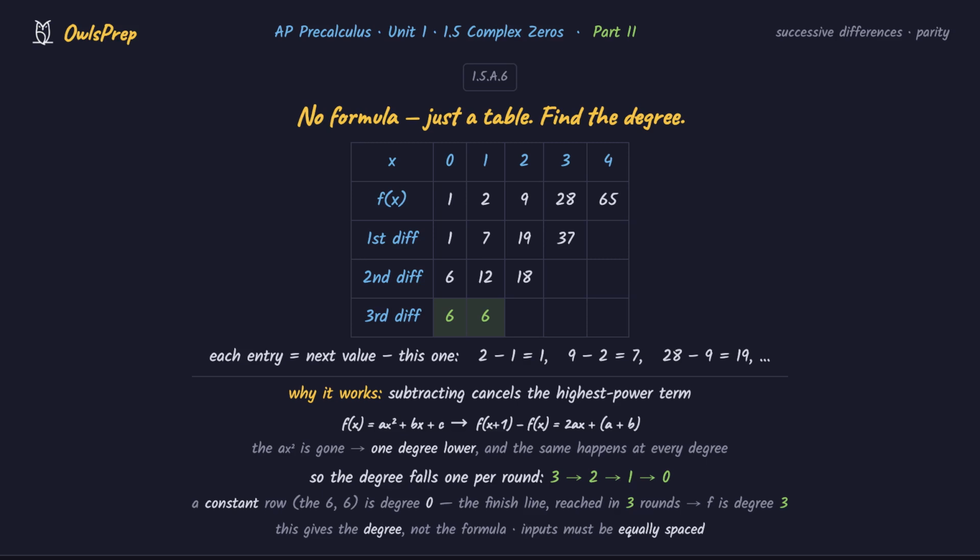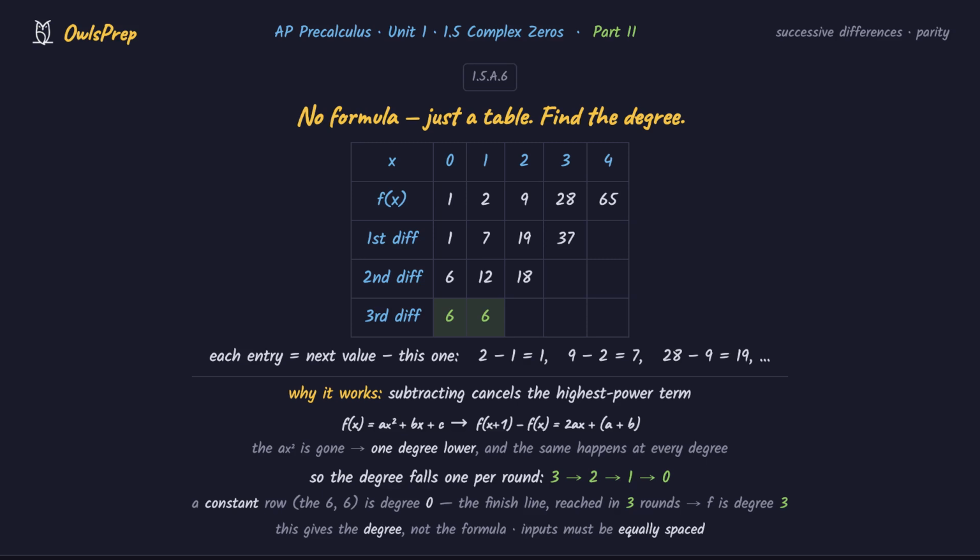Not just as a rule to remember. You can watch it happen. Take a general quadratic, f of x equals ax squared plus bx plus c, and subtract two neighboring values. The ax squared term appears in both, so it cancels exactly, and what survives is 2ax plus a plus b, a linear expression. Degree 2 went in, degree 1 came out.